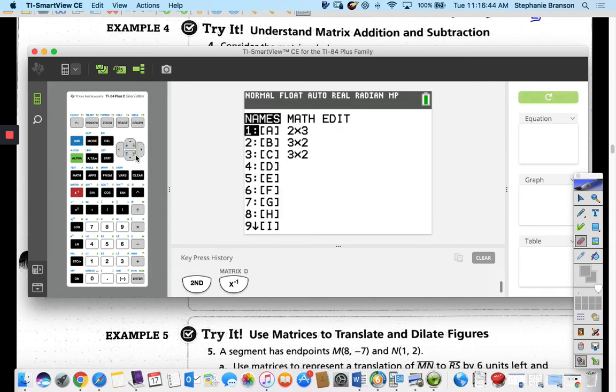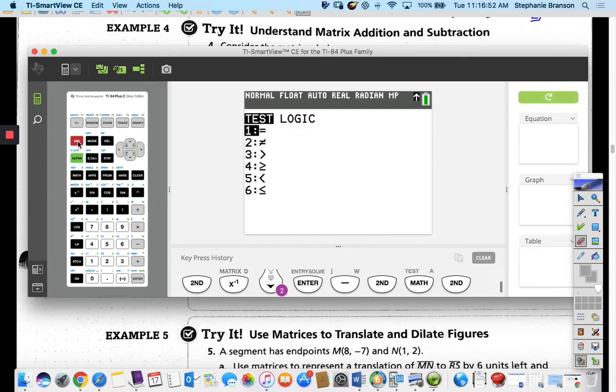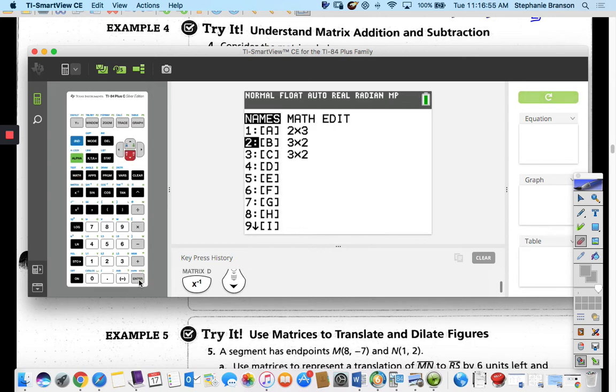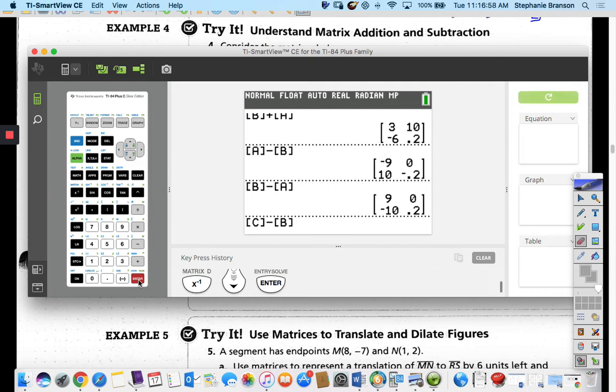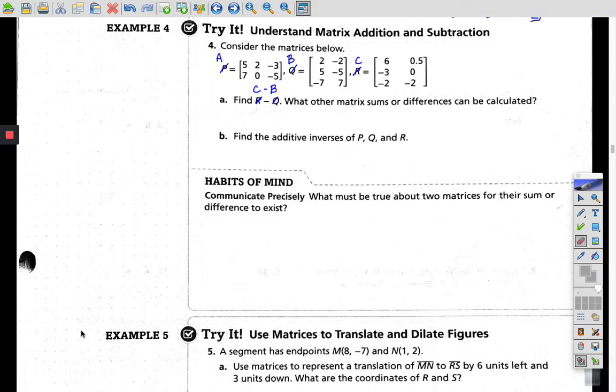So second, and then we go to our matrix again, C minus B. Matrix C minus matrix B. And I get 4, 2, -8, 5, 5, and -9. So let's see, I'm going to try to write it in here. 4, 2, -8, 5, 5, and -9.